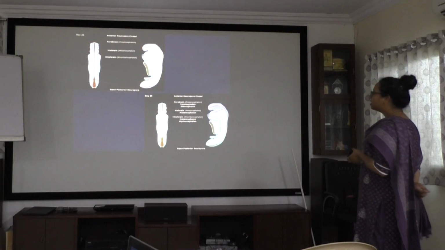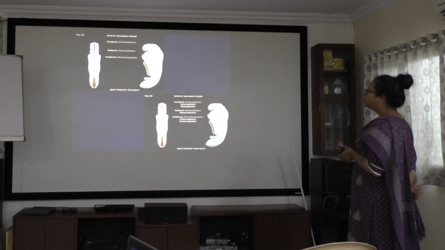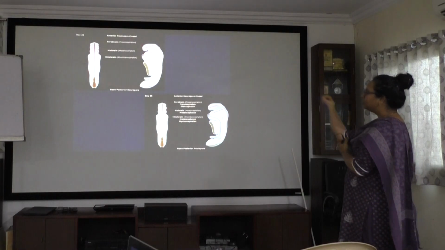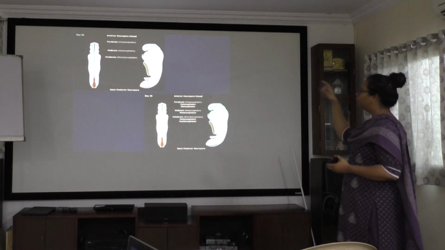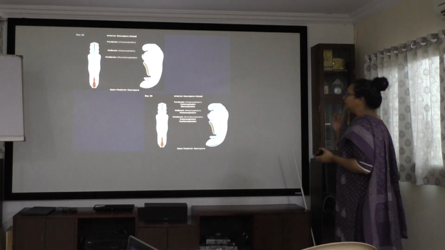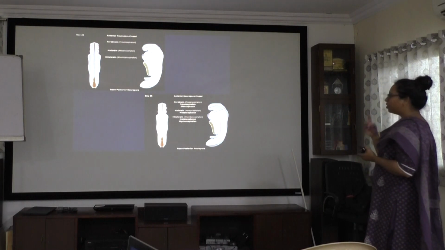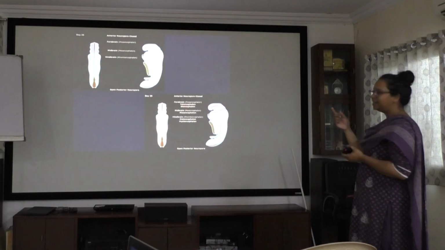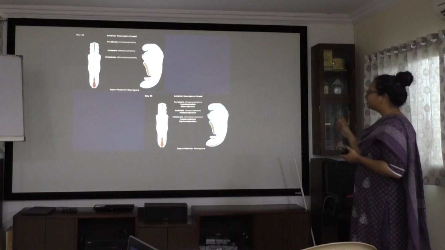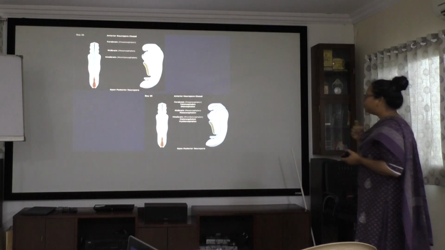The anterior neuropore is closed on the 25th day. At this stage, the neural tube forms bulgings or vesicles. There are 3 primary vesicles: prosencephalon, mesencephalon, and rhombencephalon, the forebrain, midbrain, and hindbrain. These later on are converted into 5 secondary vesicles. The prosencephalon is divided into telencephalon and diencephalon. The mesencephalon gives rise to the midbrain. Then the rhombencephalon is divided into metencephalon and myelencephalon.